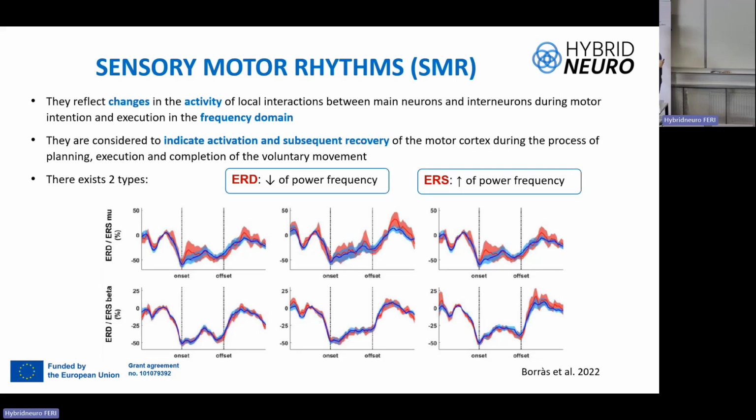These bands are especially related to the movement, and we can observe this desynchronization at the same time as the movement-related cortical potential appears. And this is maintained more or less, in this case, during the movement, and disappears with a synchronization at the end of the movement.